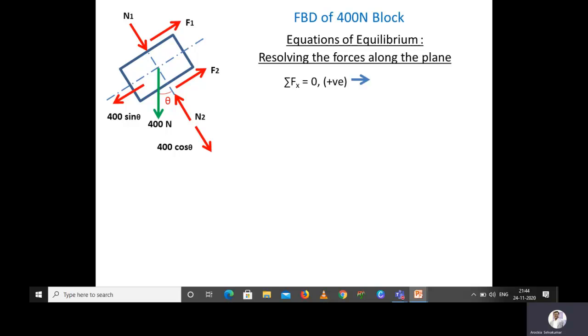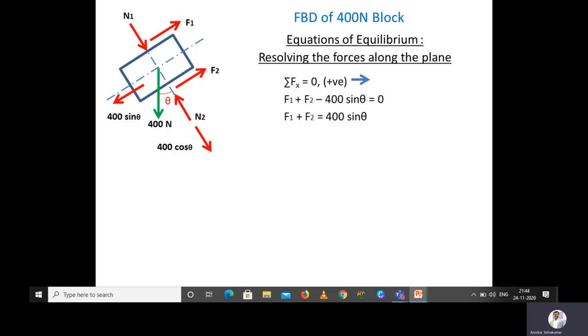Now we are resolving the forces along the plane, that is summation of horizontal force is equal to 0, or x direction is equal to 0. Here we can see that F1 and F2 are acting towards right with respect to the inclined plane, and then 400 sin theta is acting towards left. So we can write the equation as F1 plus F2 minus 400 sin theta is equal to 0. F1 plus F2 is equal to 400 sin theta.